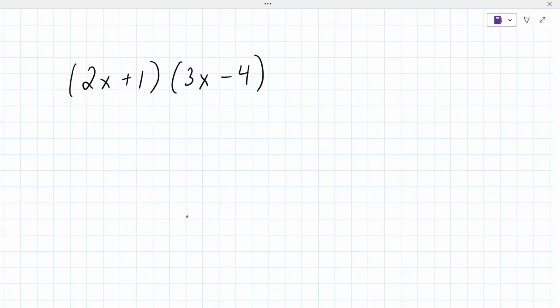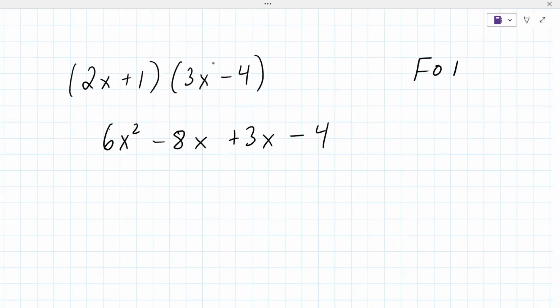All right. Now, a new type of problem here that you might see is where you have something like 2x plus 1, 3x minus 4, like that. Okay. So the difference between this problem and the previous problems is that you're multiplying, you got more to multiply. It's 2x times 3x. Now, 2x times 3x is 6x squared, okay? 2x times negative 4 is minus 8x. 1 times 3x is plus 3x. 1 times negative 4 is negative 4. It's still FOIL.